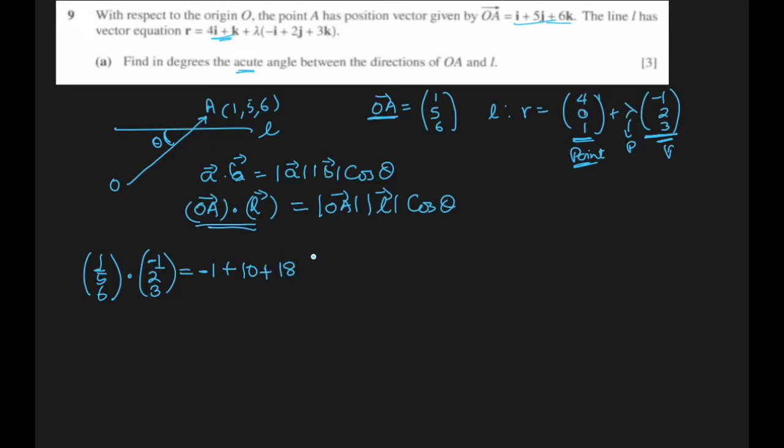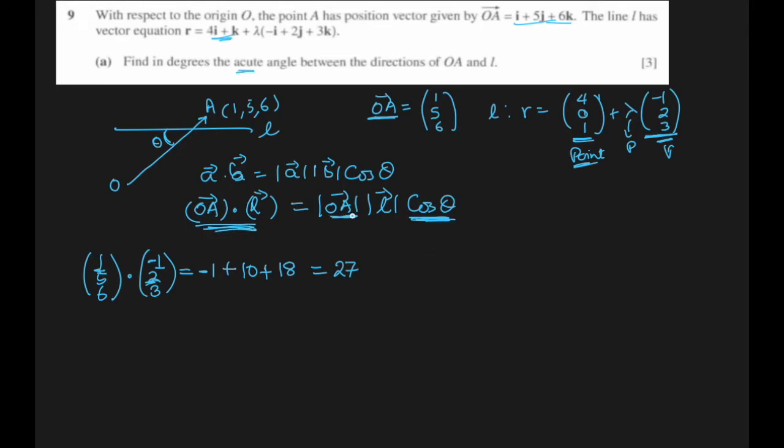And why do we do this? Because the angle between x component and x component is 0, and cos 0 is 1. That's why we multiply them. The angle between x and y component is 90 degrees. Cos 90 is 0, and that's why we ignore them. We just multiply x component with x, y with y, and so on. So it will be how much? Negative 1 plus 10 plus 18, that is 27. So we got the left part.